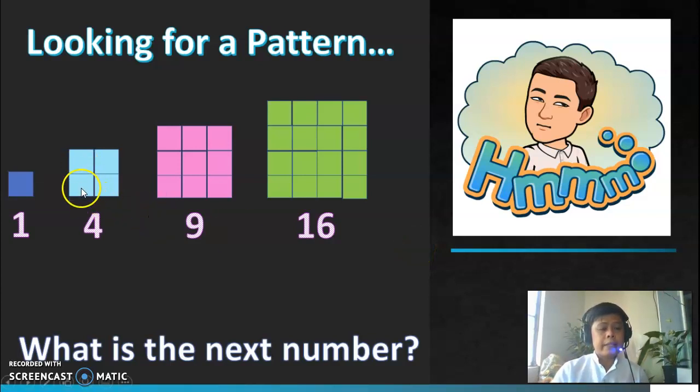Mapapansin natin sa gilid, look at this one. Meron tayong dalawa sa gilid, tapos dalawa rin sa baba. Ito naman, tatlo sa gilid, tatlo sa baba. And then, ito, 4, 4. Susunod nga, 5 at saka 5. So, ang tawag doon ay mga perfect square numbers. Yung 1, 4, 9, 16, 25, so on and so forth.